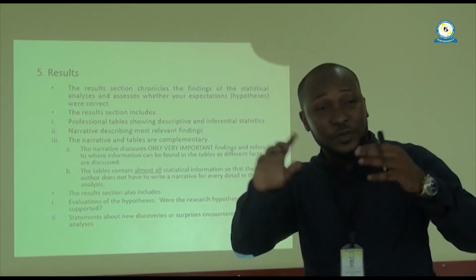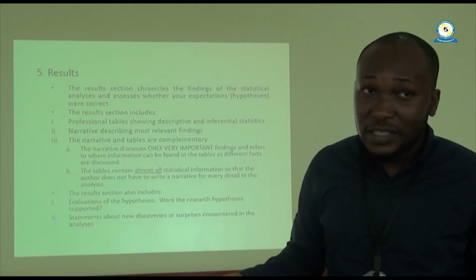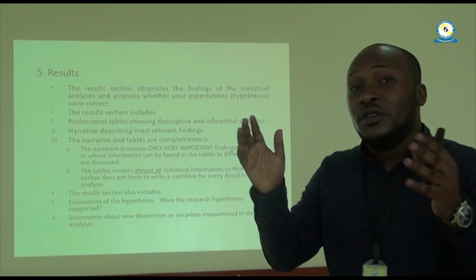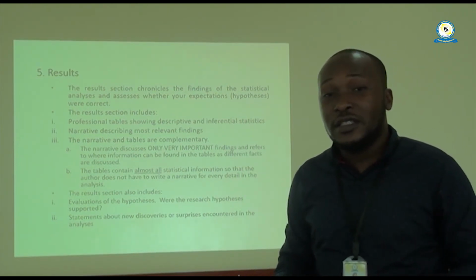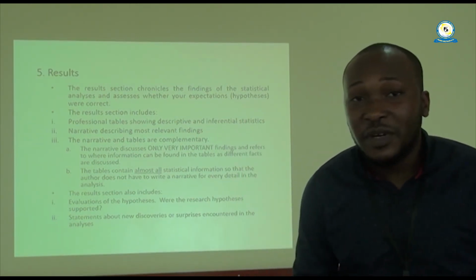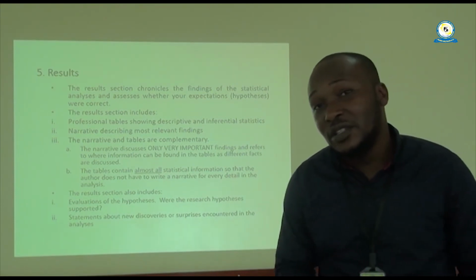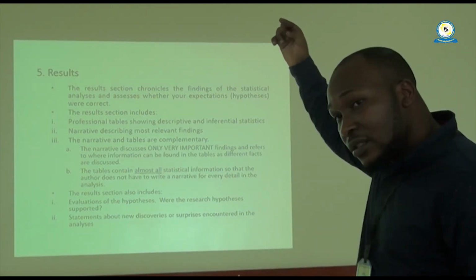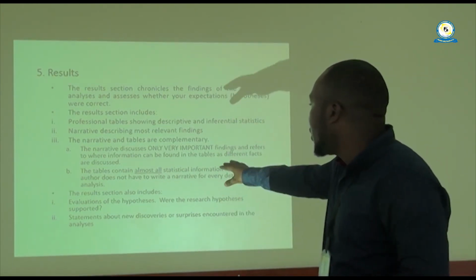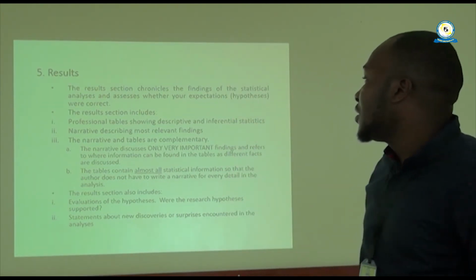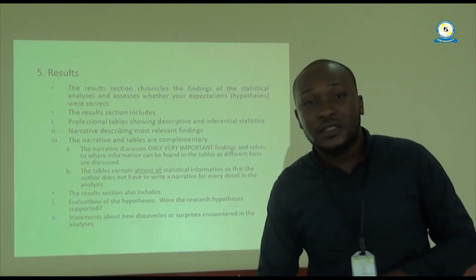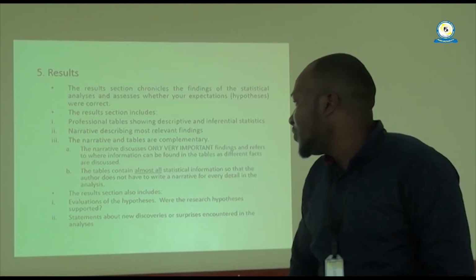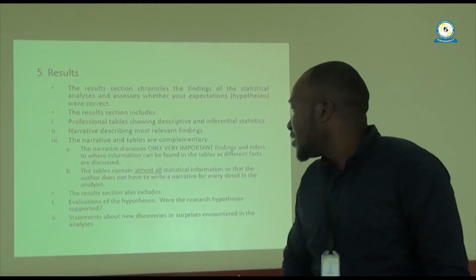For example, whenever you show your descriptive statistics in the table, you say that from the descriptive statistics, as you can see, the study involved 70% of the farmers who are male and 30% of the farmers who are female, as seen from the descriptive table. The table contains almost all statistical information, so that the researcher does not have to write every detail in the analysis.